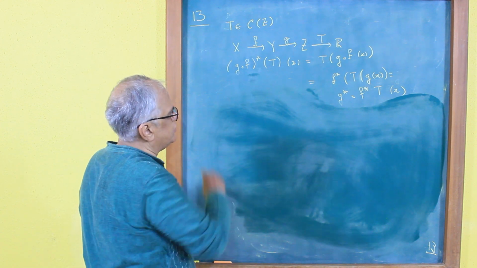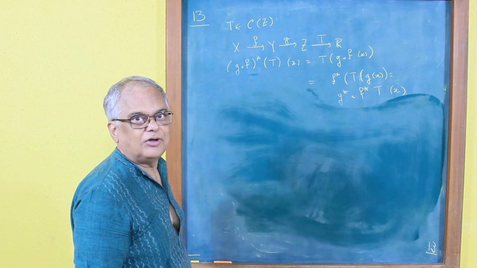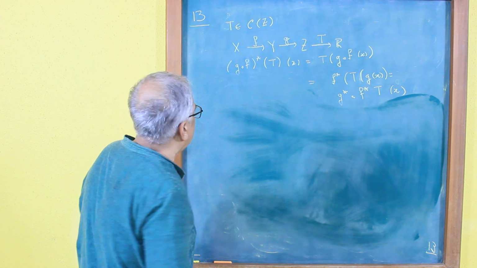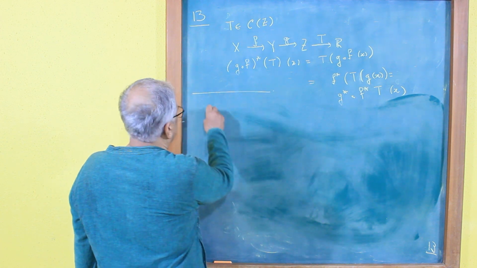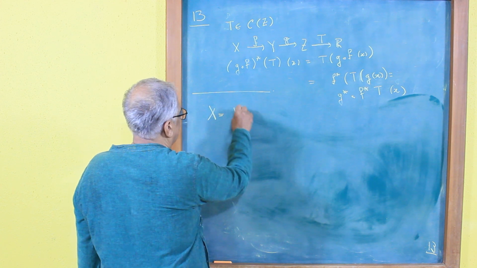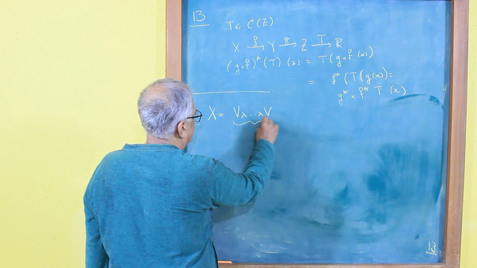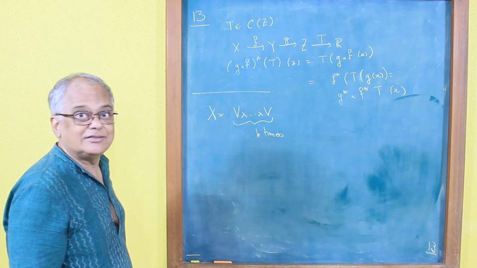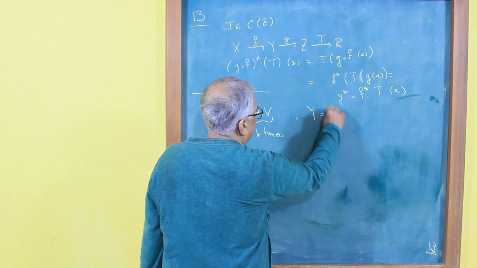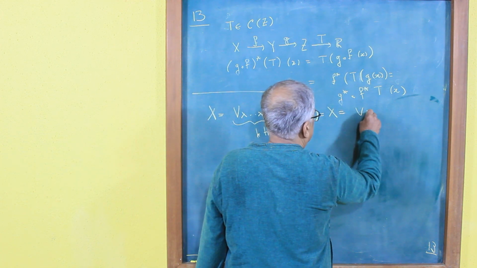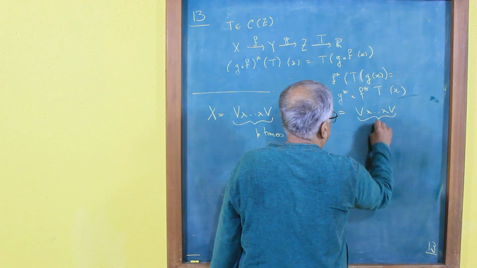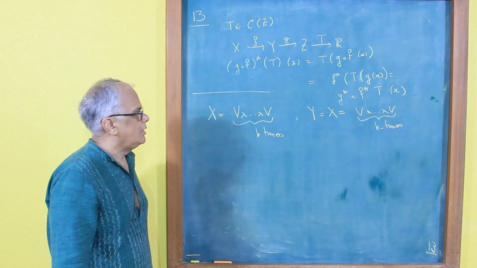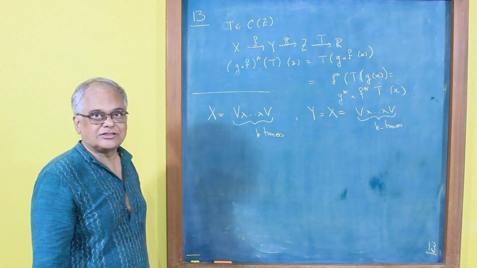So I want to continue with this composition business for a little while, and you will understand very soon why I'm doing this. Okay? So I want to take x to be equal to V^k, and y is the same as x. Okay? And I want to take a function f from x to y.